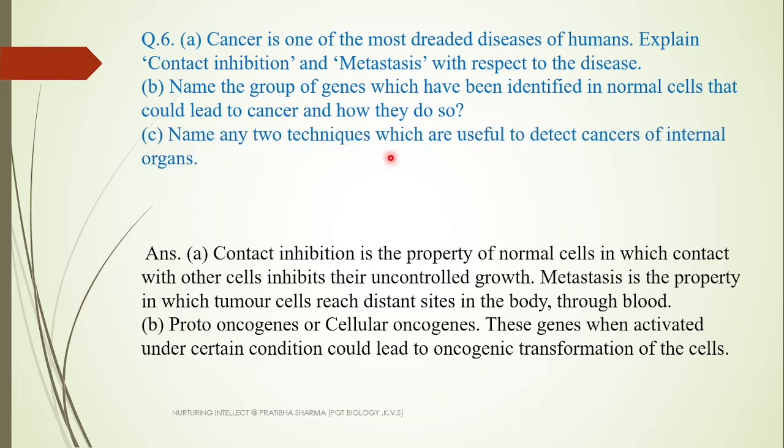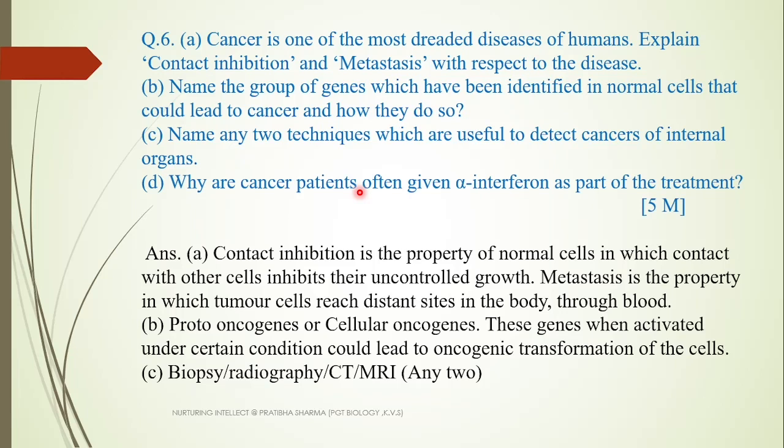Name any two techniques which are useful to detect cancer of internal organs. So, internal organs में क्या था? CT scan, MRI scan. ठीक है? Why are cancer patients often given alpha interferon as part of the treatment? Already discussed.